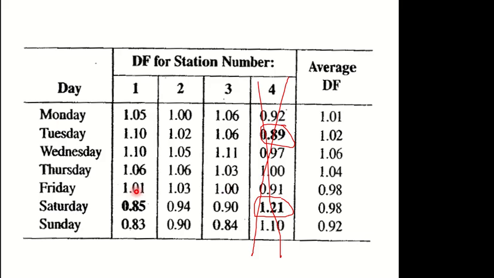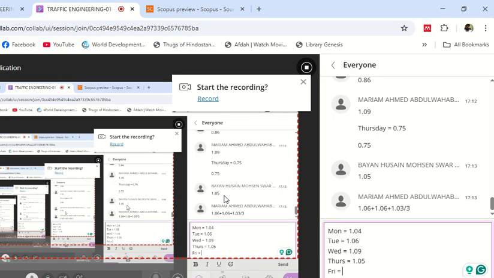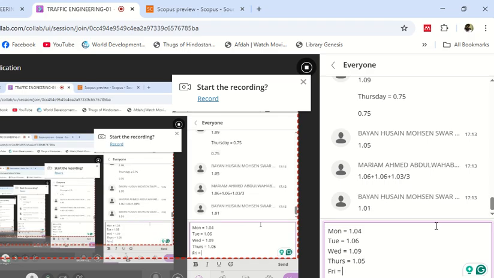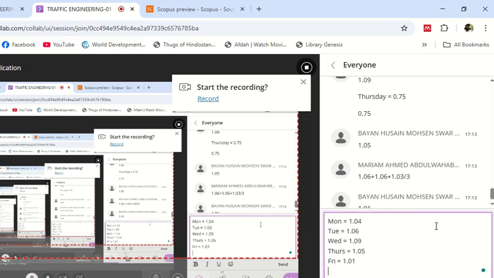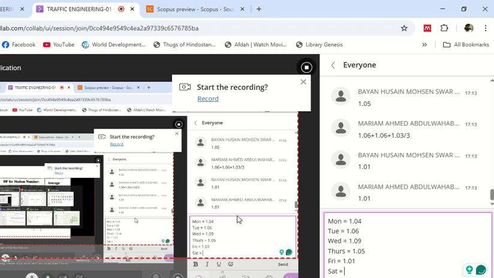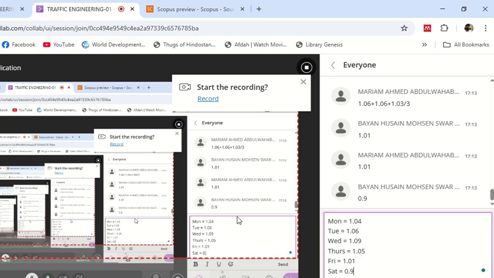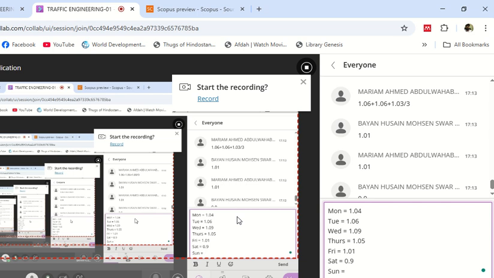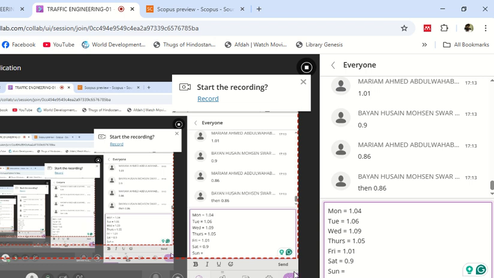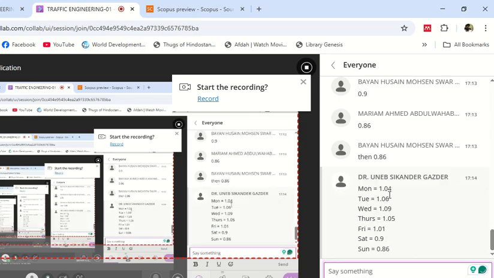Okay, Friday. What's the average of Friday? 1.01. Okay, Saturday. Now this one will be less than 1. 0.859499, so 0.9. Okay, Sunday: 0.839 and 0.84, so 0.86. Now we can check whether these values fulfill the rule or not.